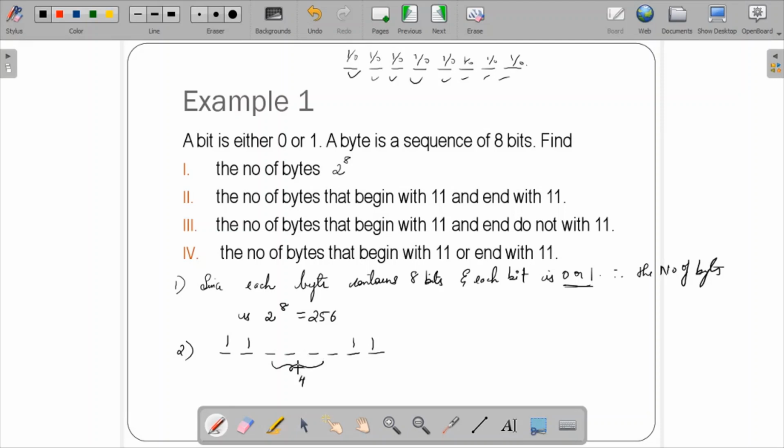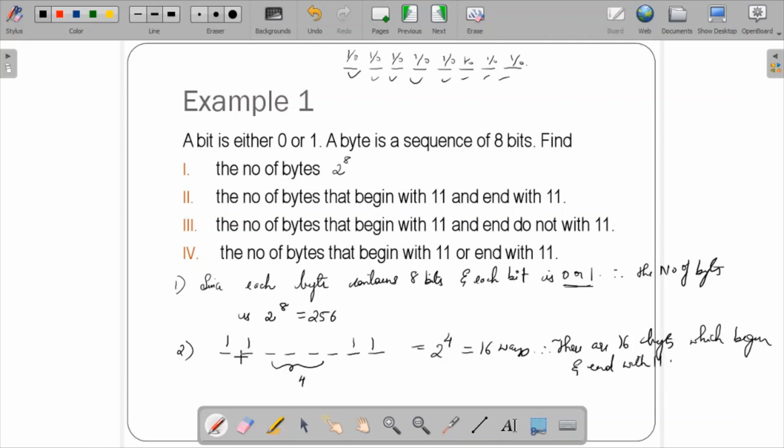These can be filled in how many ways? Again 0 or 1, 0 or 1, 0 or 1, 0 or 1. So the possibilities are 2, and there are 4 open positions. So that is nothing but 2 to the power 4. I'll repeat, in a byte beginning and ending with 1 1, there occur 4 open positions. These can be filled in 2 to the power 4, 16 ways. Therefore, there are 16 bytes which begin and end with 11.